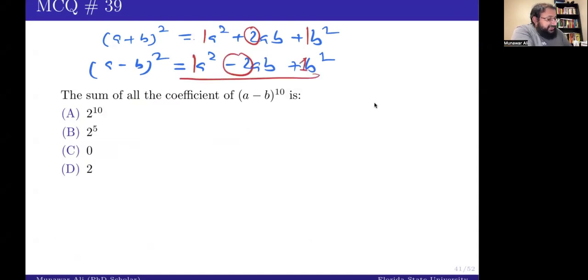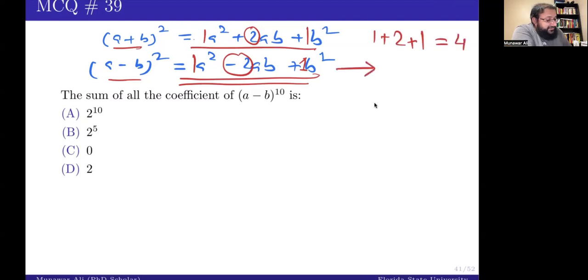So always, if you have negative, there are alternate signs. If you have positive, everything is positive. So what is the sum of the coefficients here? 1 plus 2 plus 1, 4. And what is the sum of the coefficients here? It's 0. So whenever you have minus, and whatever the power is, if the power is a natural number, then the sum is always going to be 0.